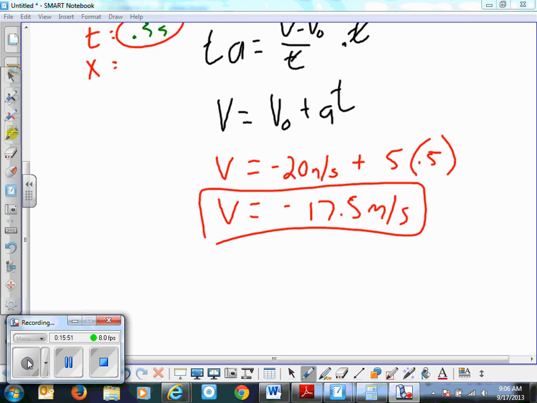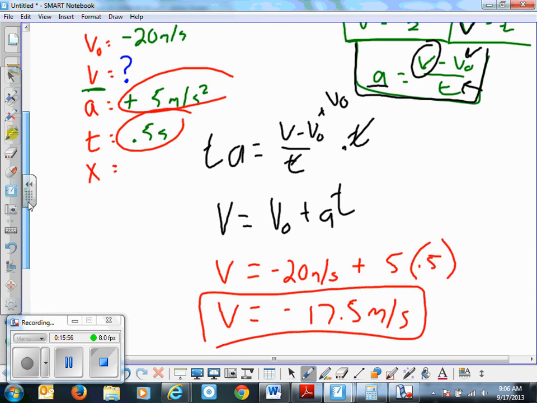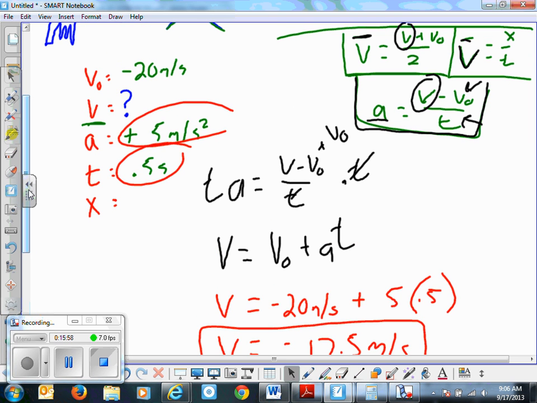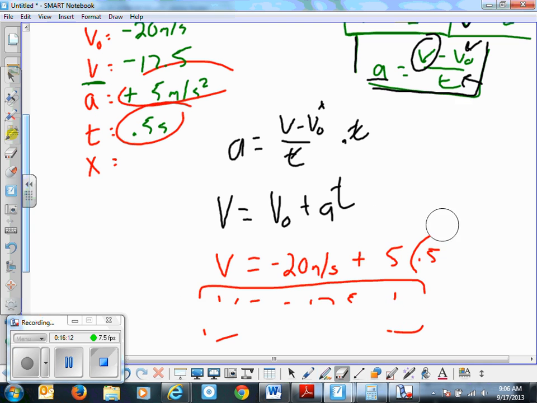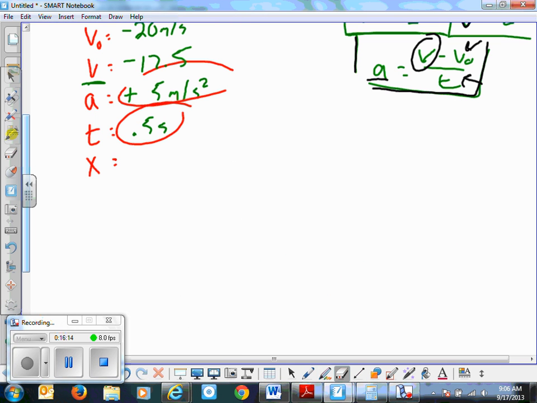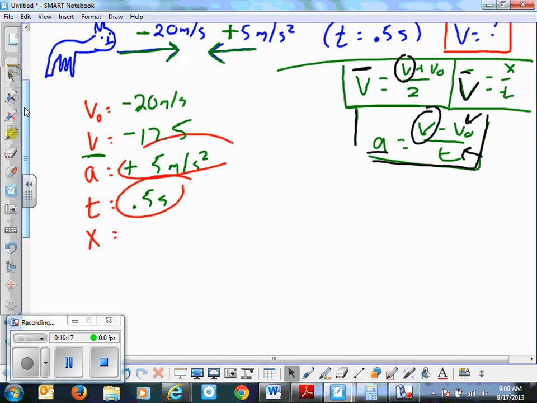Let's just add on to this and find the displacement, because now we have our v here. Okay, so we go back to our table and we can fill in some more numbers. Our final v was negative 17.5. Okay, so now if we want to find our displacement, we can look at our formulas. Displacement is right here, right? So we're going to start with that. Average velocity is displacement per time.